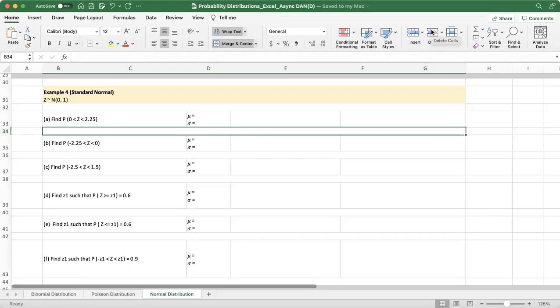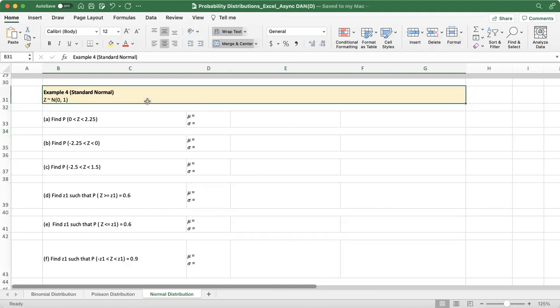Hello, everybody. We're going to continue with learning about how to compute probabilities for normal distribution using Excel. Now, we're moving to the fourth example where we're looking at standard normal probabilities. In this section, we'll end up using some of these tools quite often when we do confidence interval estimation and hypothesis testing.